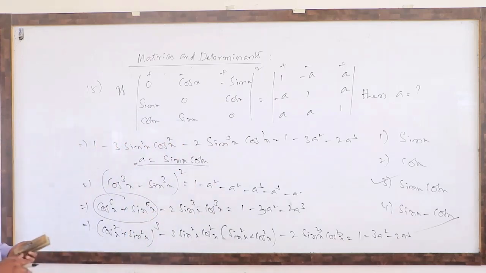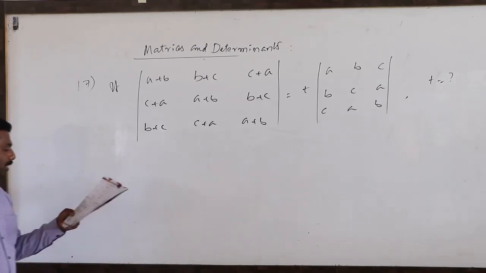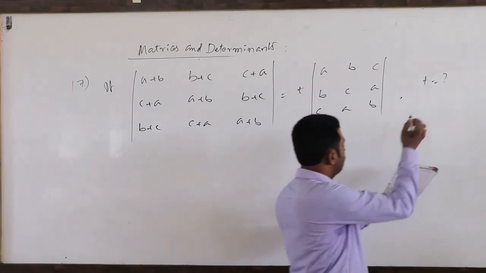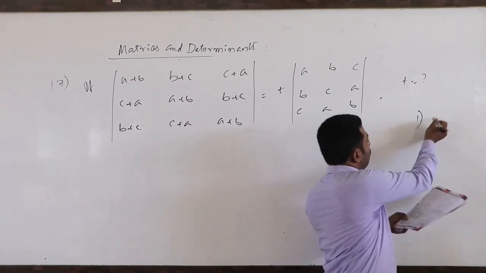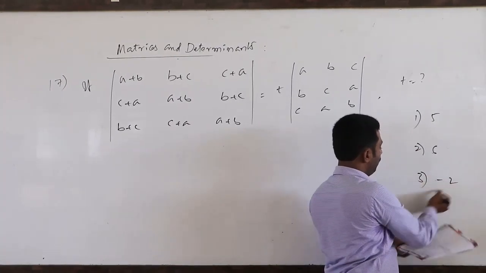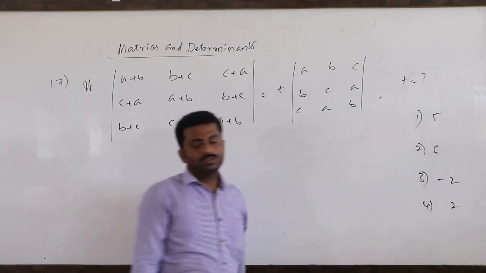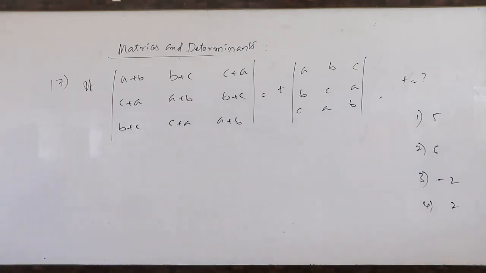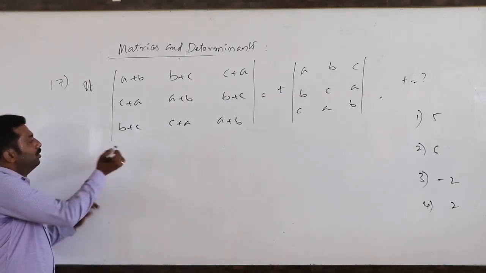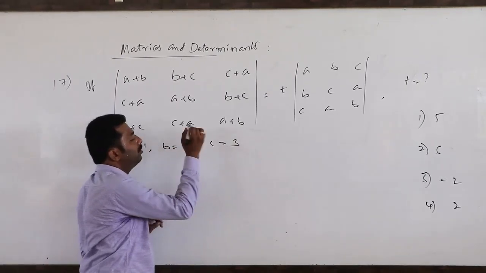So this is the way of answering this type of question. Next question. If A equals a determinant like this, then what is the value of t? Options: first option 5, second option 6, third option minus 2, fourth option 2. Which is the correct option means the t value we have to calculate. So blind identification: a equal to 1, b equal to 2, c equal to 3, we will take.